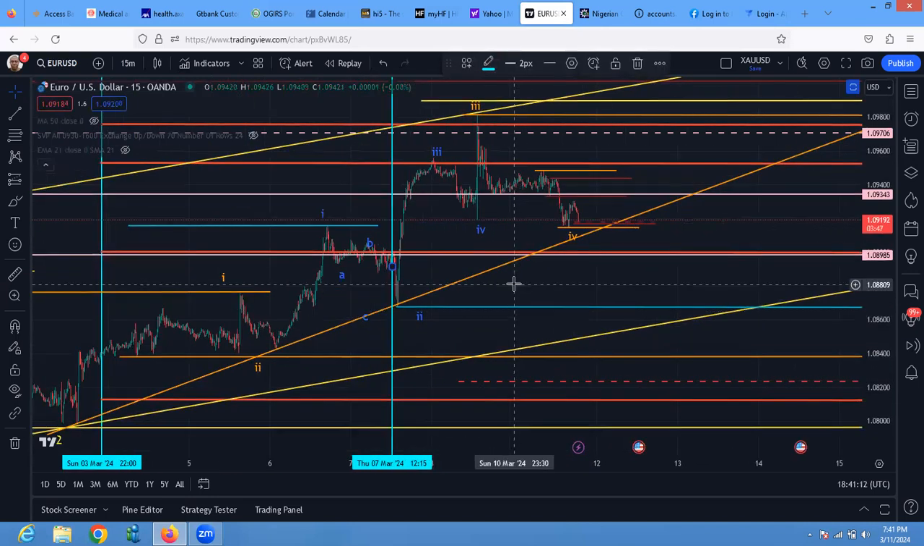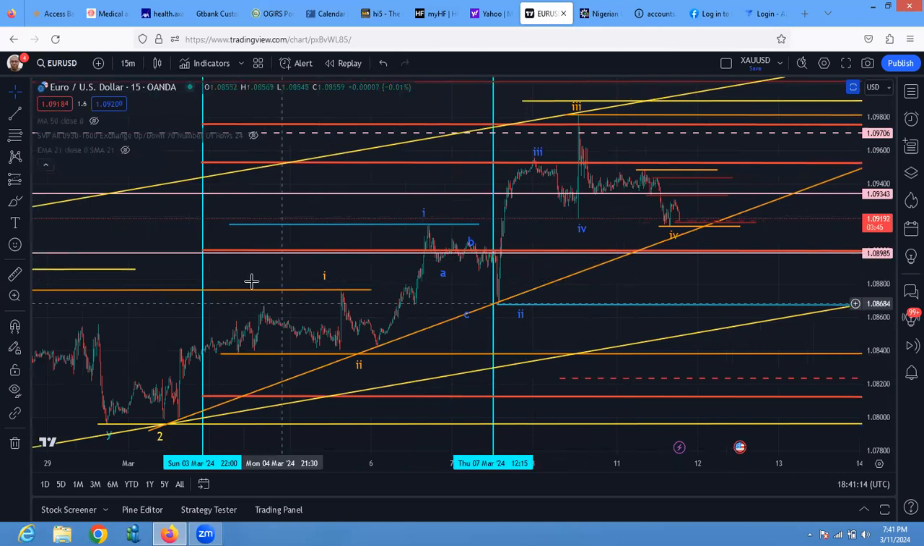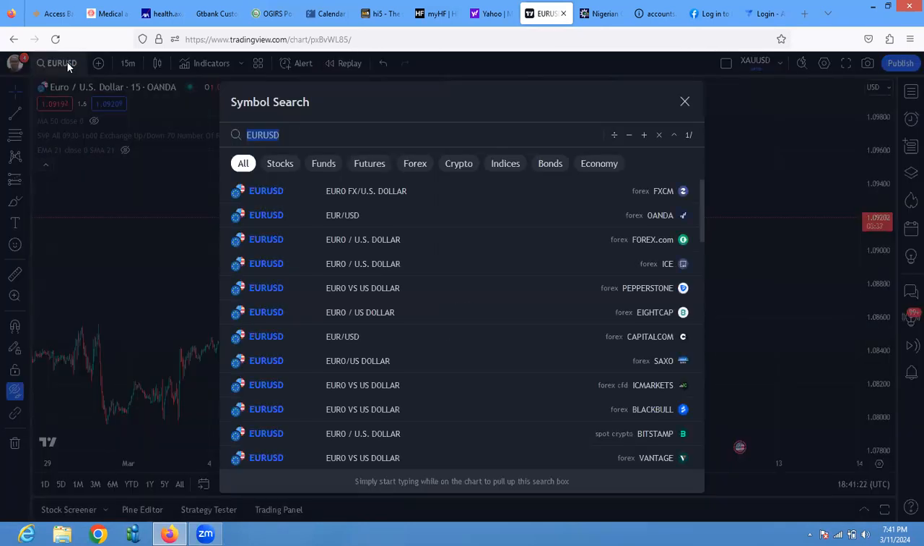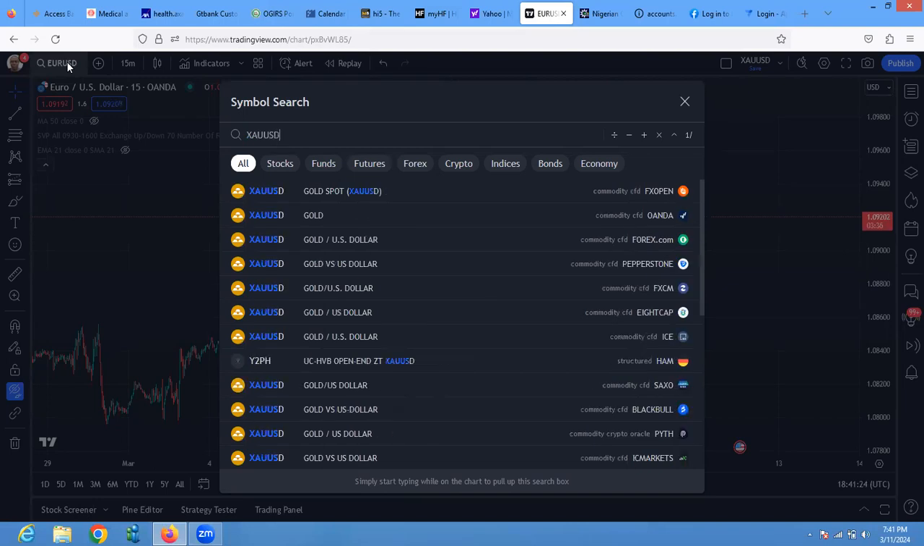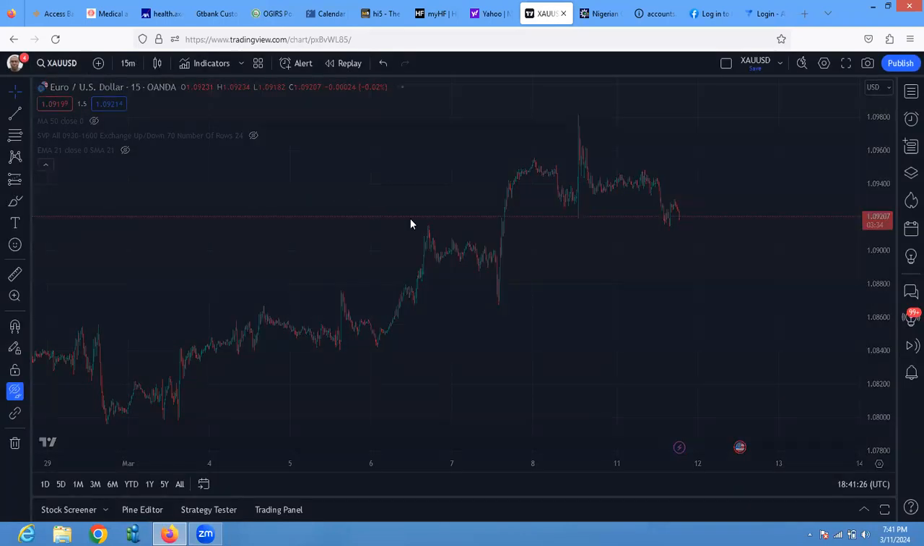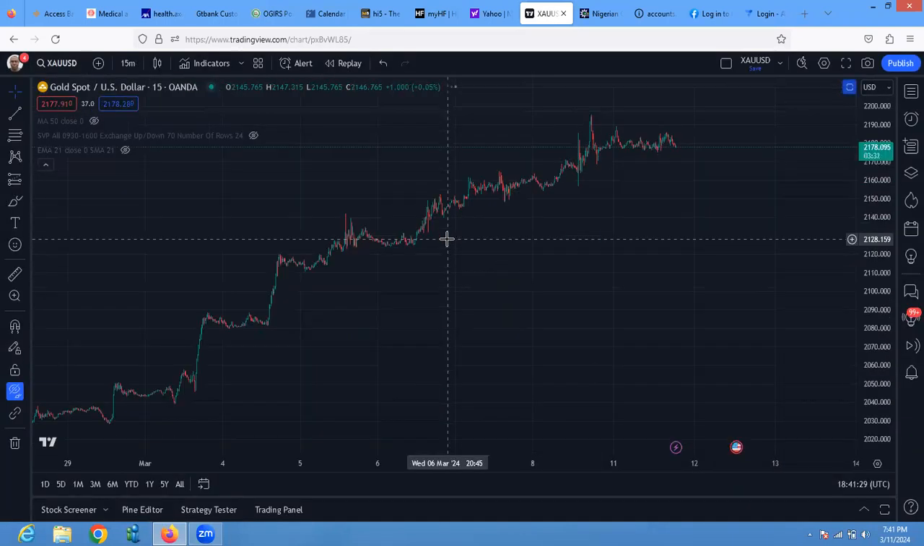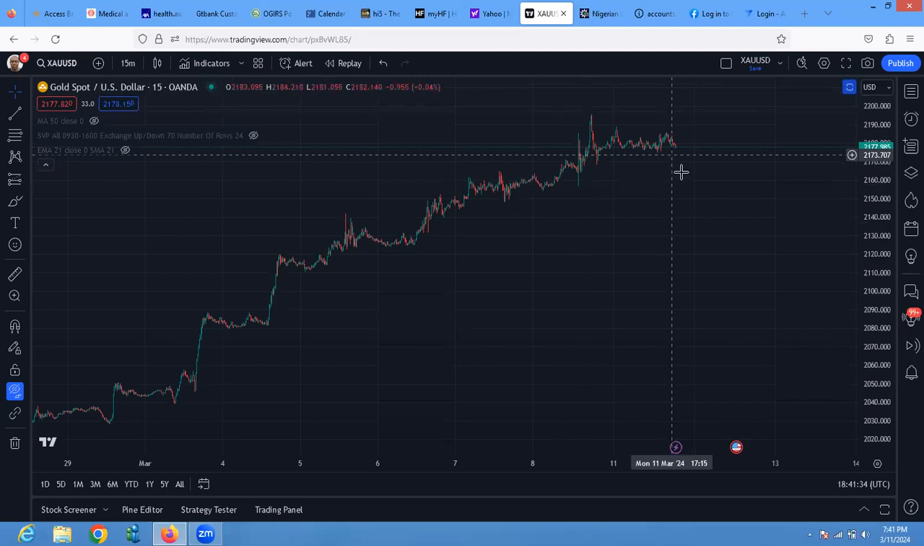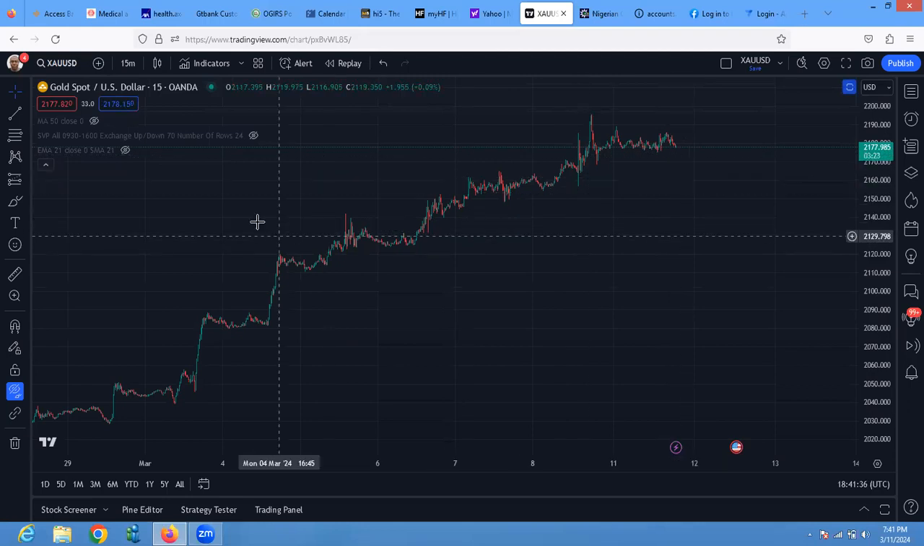So on gold, what is it that we are seeing on gold? On gold, it's pretty much the same. DXY is what is guiding us. Once we don't break the 4th wave to the upside, this may look like a primary fall here. We may be seeing this one to the downside as a fall.